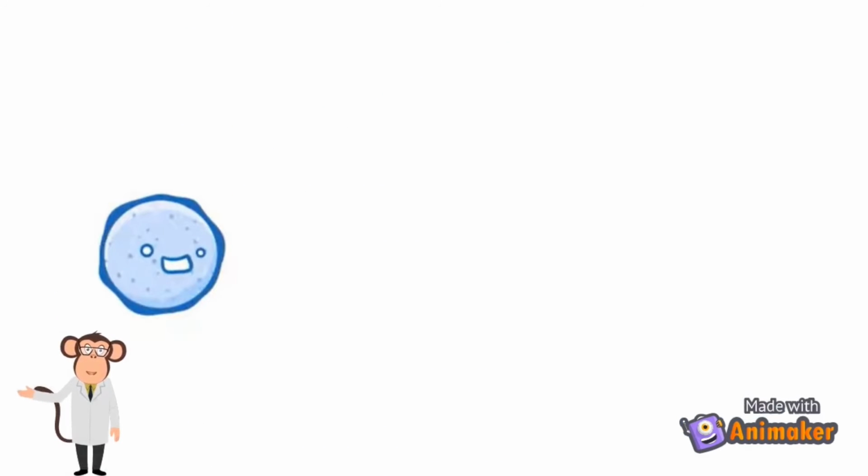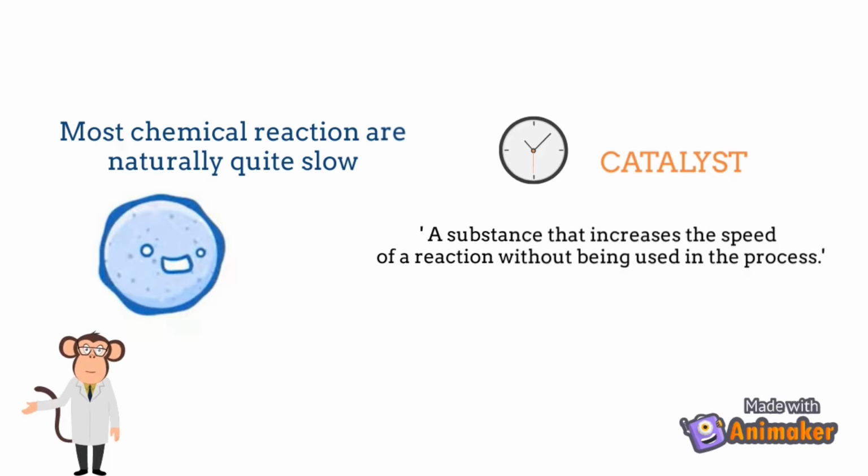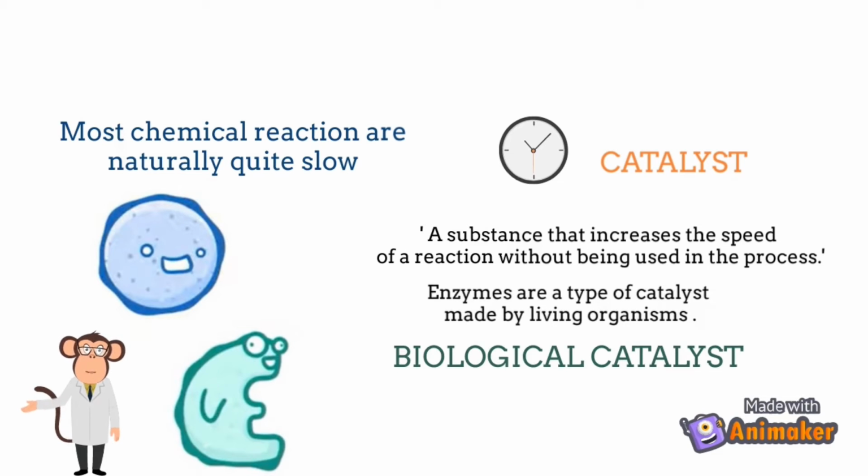A living cell must carry out a large number of chemical reactions every day in order to function effectively. One issue with this is that most chemical reactions are naturally slow, necessitating the use of something to speed up the process. The use of a catalyst is a preferable method to speed up a reaction. A catalyst is a substance that accelerates a reaction without being consumed in the process. An enzyme is a form of catalyst produced by living organisms.